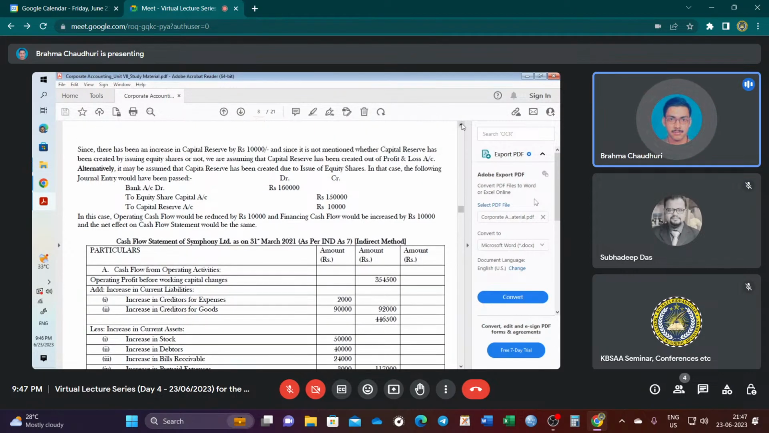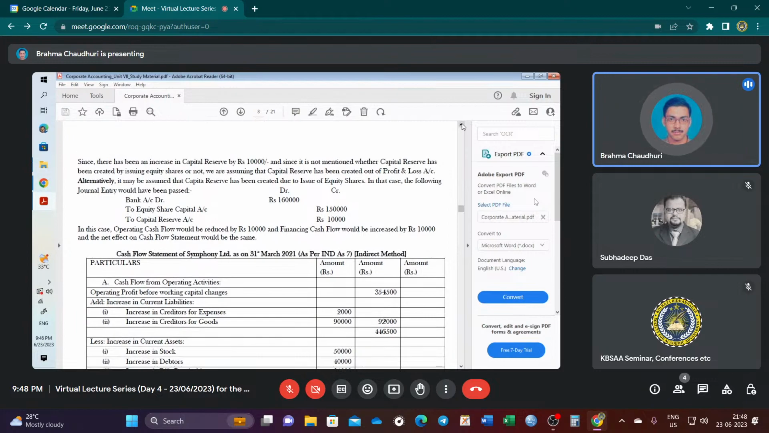Now we can also assume that there has been an increase in capital reserve of 10,000, and since it is not mentioned whether capital reserve has been created by issuing equity shares or not, we are assuming that capital reserve has been created out of profit and loss account. Then the journal entry will be bank account debit, to equity share capital account 1,50,000, and from the profit and loss account we can show that capital reserve has been created. That is, profit and loss account debit to capital reserve.